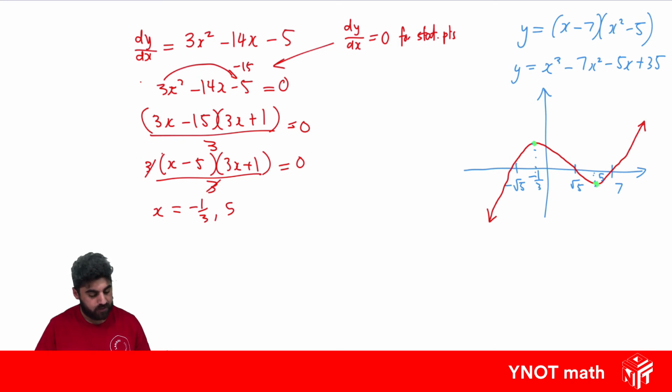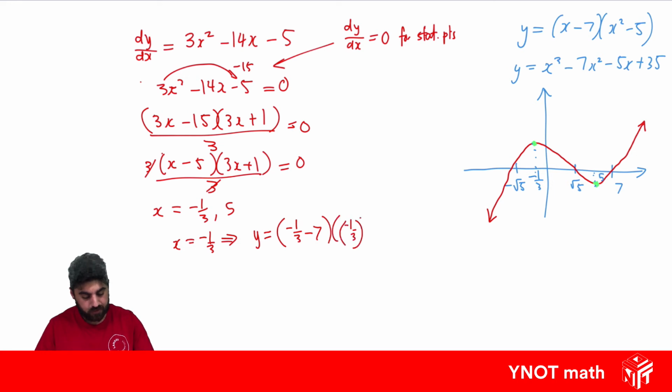So remember, we're after a stationary point, so we need the y values for these. So we can just go ahead and sub the x values into our original equation. Either of these, they're both the original equation. I'm going to go ahead and sub it into the factorized form. So this is for the y coordinate. So when x equals minus a third, we're going to sub it into y.